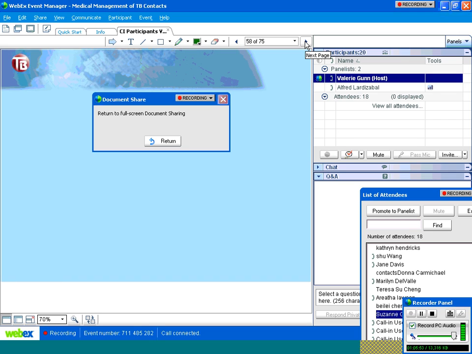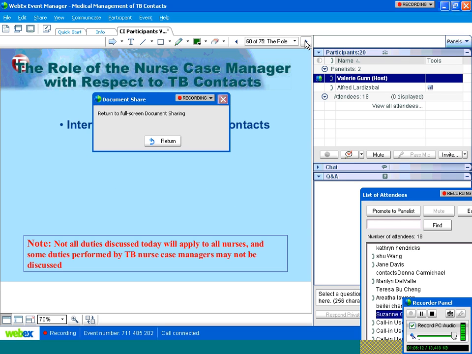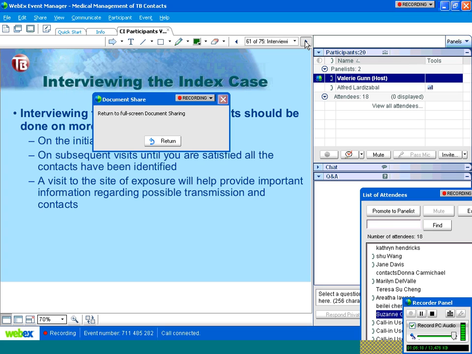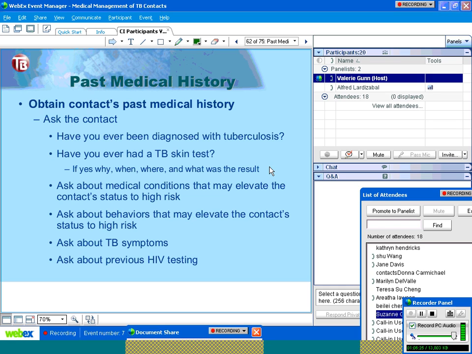With contacts, I think from a nursing perspective, it's very important, and I really advise my nurses to obtain a good past medical history. You want to find out about the contact. Were they diagnosed in the past for tuberculosis? If they were diagnosed, were they treated? Did they ever have a skin test before? If they did, where, and the results of the skin test, and did they receive treatment for a positive skin test? You want to ask them about other medical conditions, possibly behaviors that would raise their status to be high-risk contacts. Really crucial is asking the contact about TB symptoms.